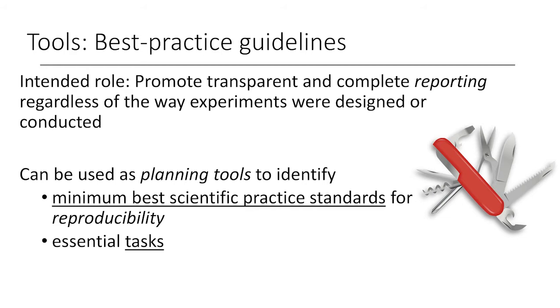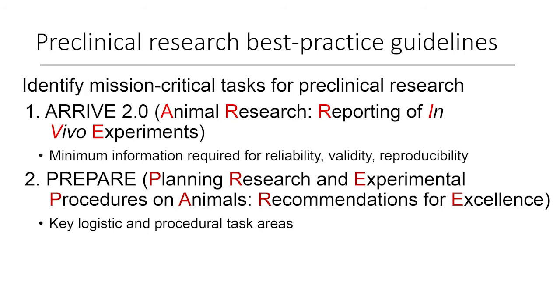But they can also be used as planning tools because most of these are international consensus guidelines to the minimum best practice standards for reproducibility. And they also outline what the essential tasks are that will enable reproducibility to be accomplished. So specific to preclinical research are two major sets of guidelines I want to briefly touch on today: the ARRIVE 2.0, Animal Research Reporting of In Vivo Experiments, and the PREPARE guidelines.